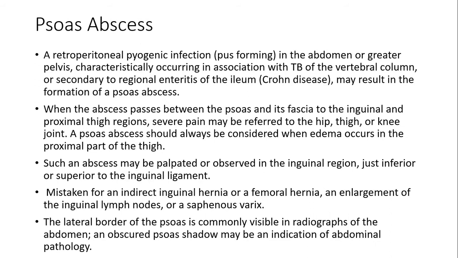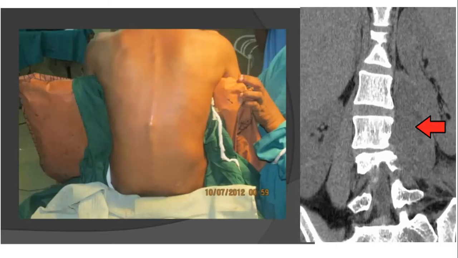And when you take a radiograph, the lateral border will be visible, and the abscess shadow can also be visible. It is a case of a psoas abscess on the right side. You can see the vertebral column. It may be because of tuberculosis of the vertebral column.